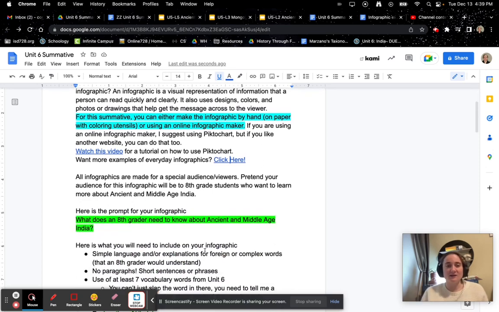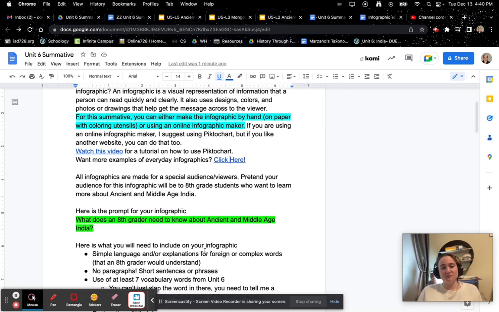All right, all infographics are made for a special audience or viewer. Pretend your audience for this infographic will be 8th grade students who want to learn more about ancient and Middle Age India. Here's your prompt for your infographic. What does an 8th grader need to know about ancient and Middle Age India? Okay, so essentially you're going to be answering that question.